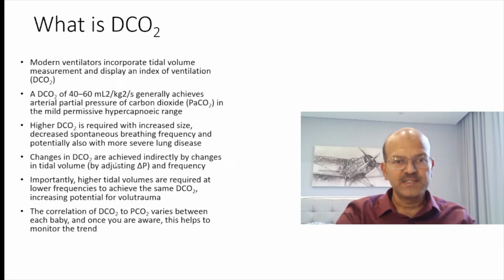The DCO2 changes are achieved indirectly by changes in tidal volume by adjusting the amplitude as well as by changing the frequency. Higher tidal volumes are required for lower frequencies to achieve the same DCO2, and this increases the potential for volutrauma.